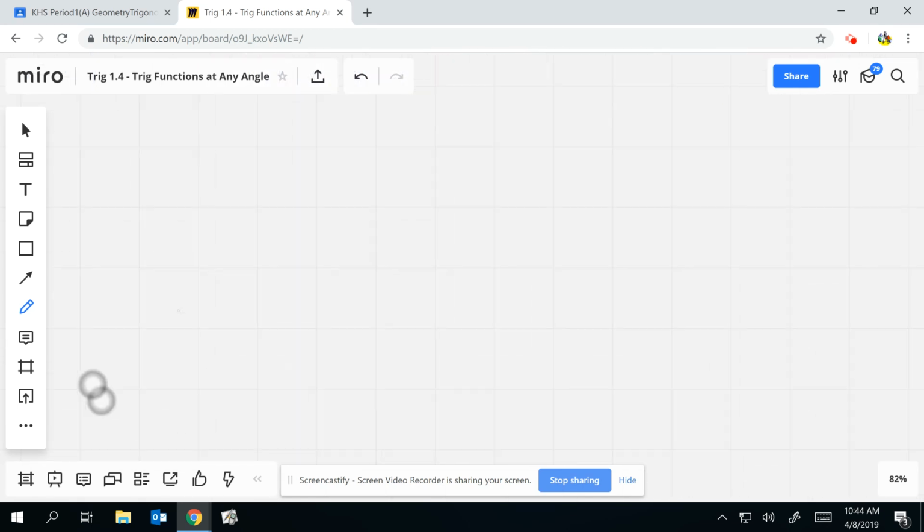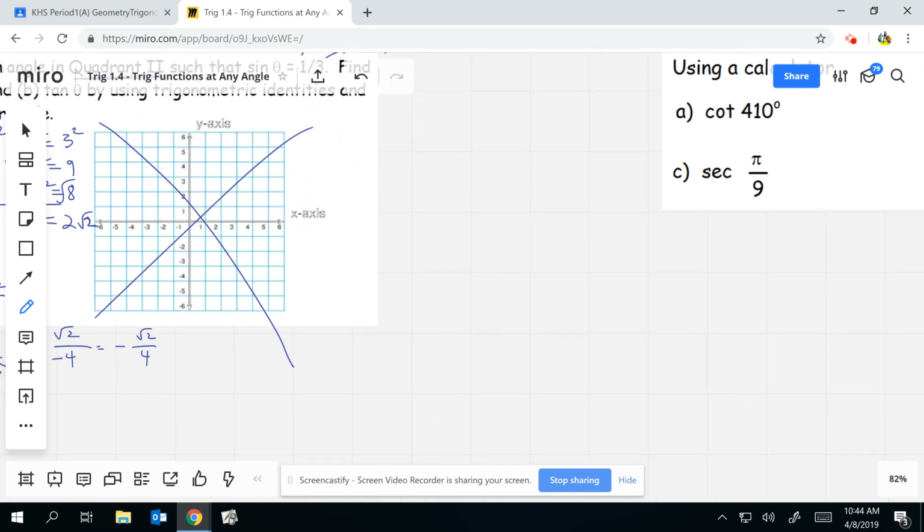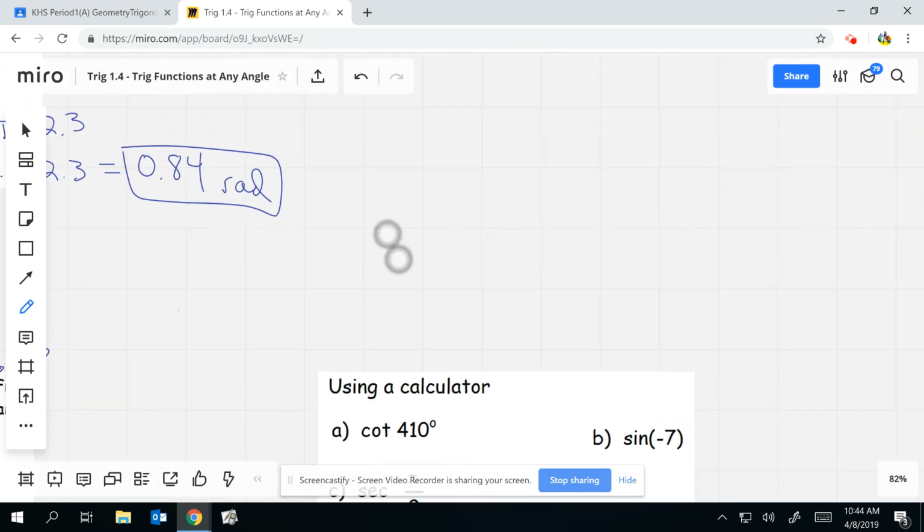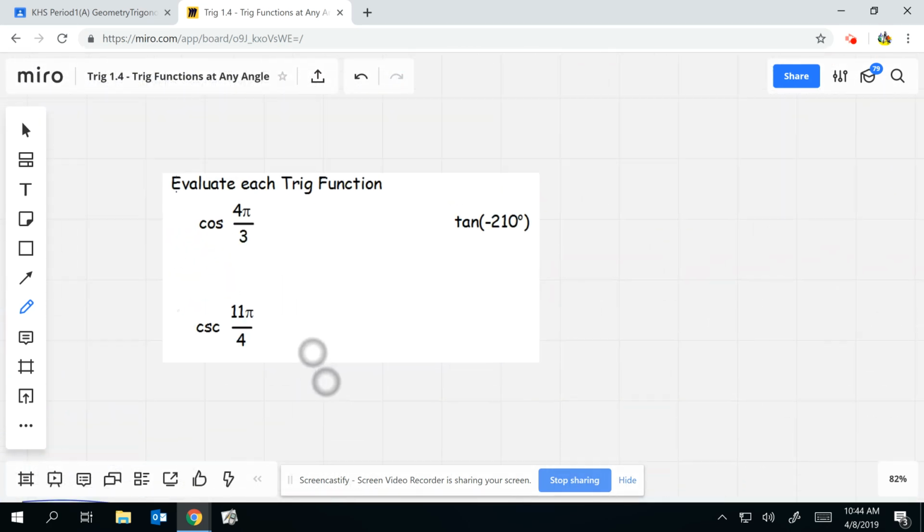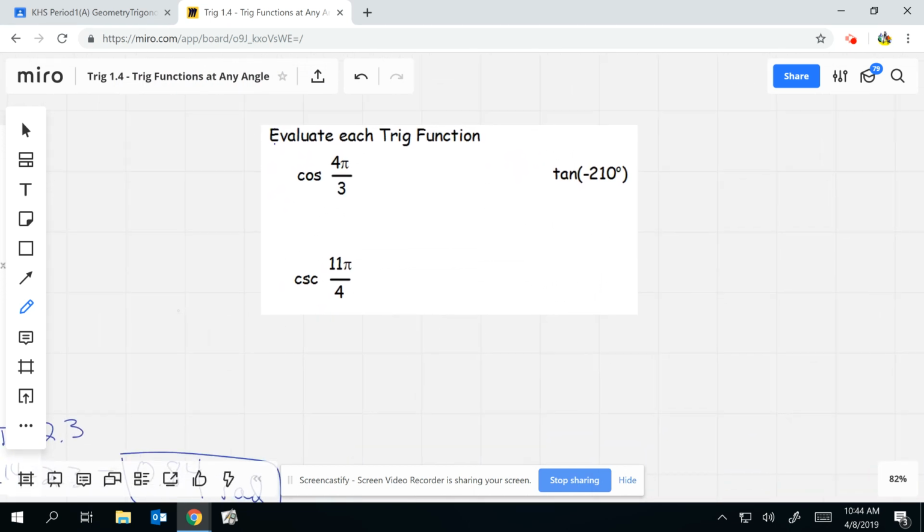The last 2, I believe, are mostly chart and calculator ones. So let's look at this one. This one would be on your chart. I would just go straight to the chart and go down to 4 pi over 3 radians. So look at the radian column. 4 pi over 3 radians is at the 240 degrees, and it's asking for cosine. So I go over 2 columns, and it's negative a half.